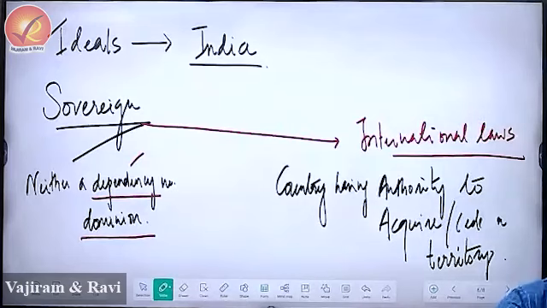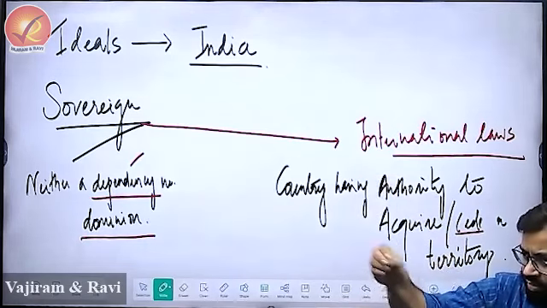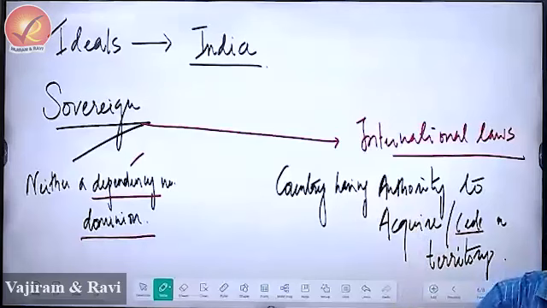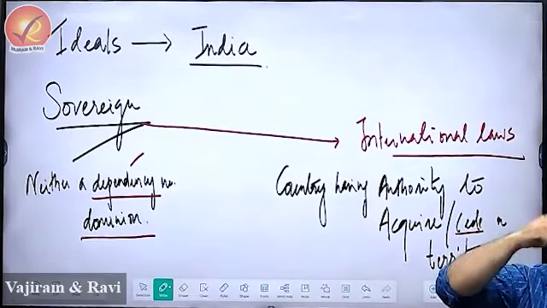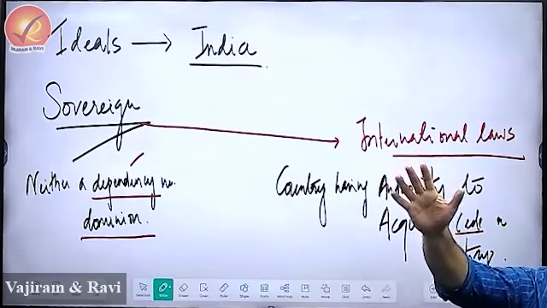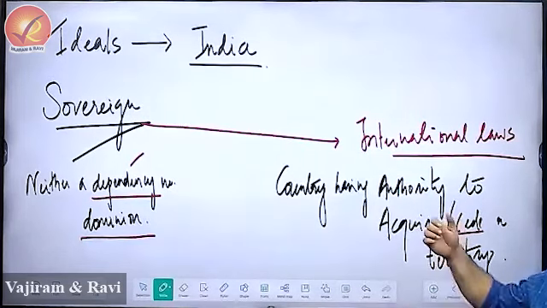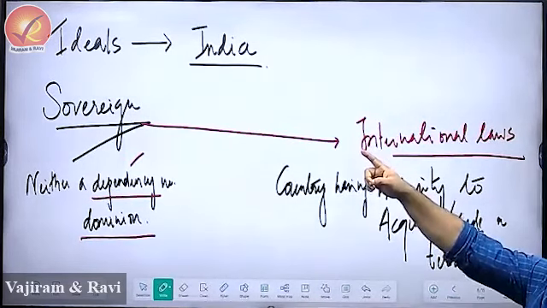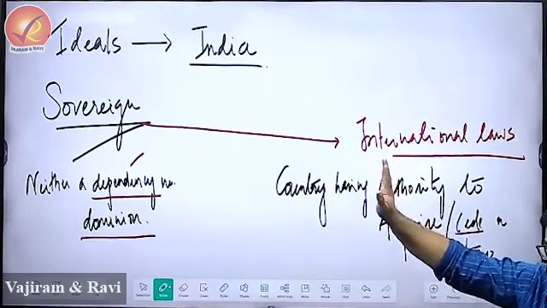On the other hand, if a country can cede also, cede means to give away, to gift, supply, surrender, etc. So if a country can acquire something, or if a country can give away something that belongs to it, then internationally we call that country a sovereign country. Now India is a sovereign country.